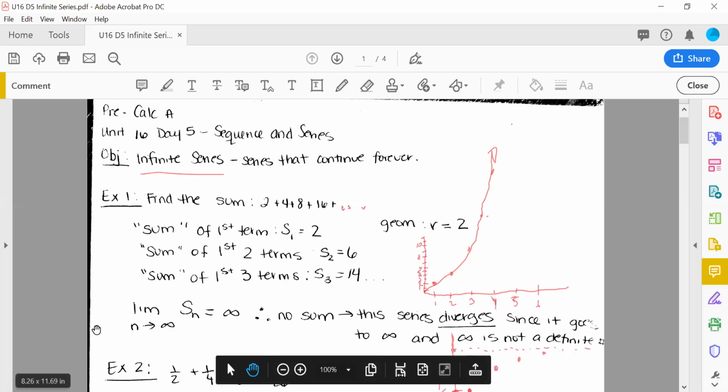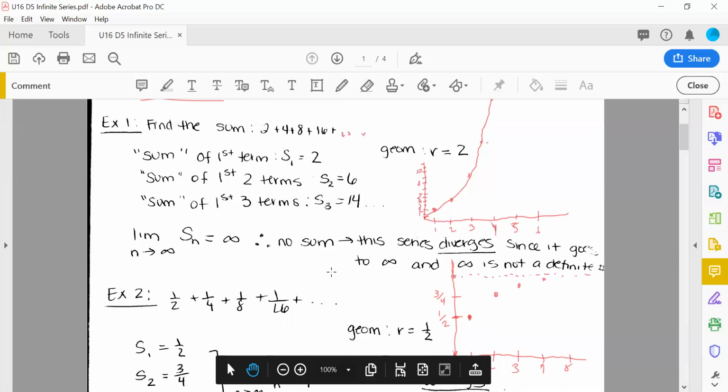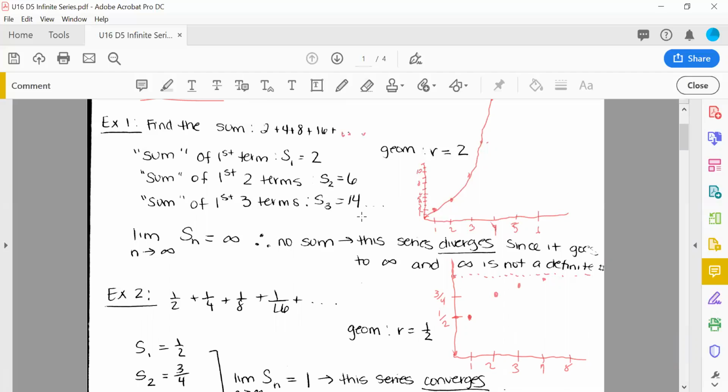So in other words, let's go back to limits, which is what you covered at the beginning of the year. The limit as n goes to infinity of this particular sequence is infinity. There is no particular sum, because a sum has to be a particular number. And how we say that in mathematics, this series diverges, right? Because it goes to infinity, and infinity is not a definite number. Okay, so any series that goes to infinity as you go further and further up the whole number chain diverges.